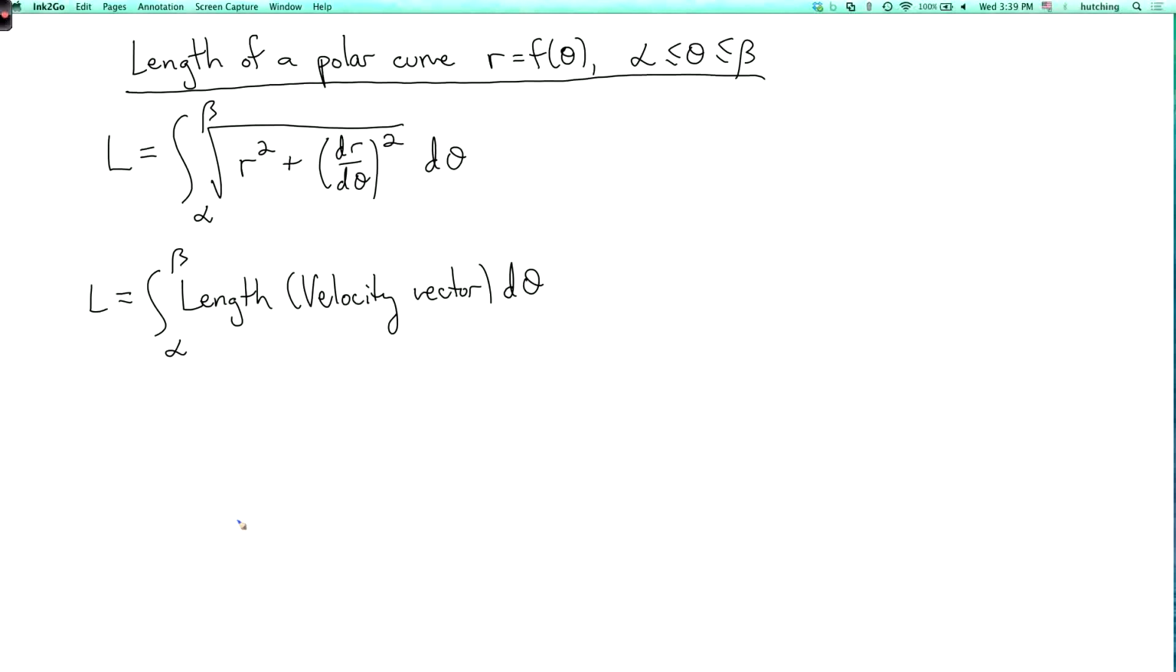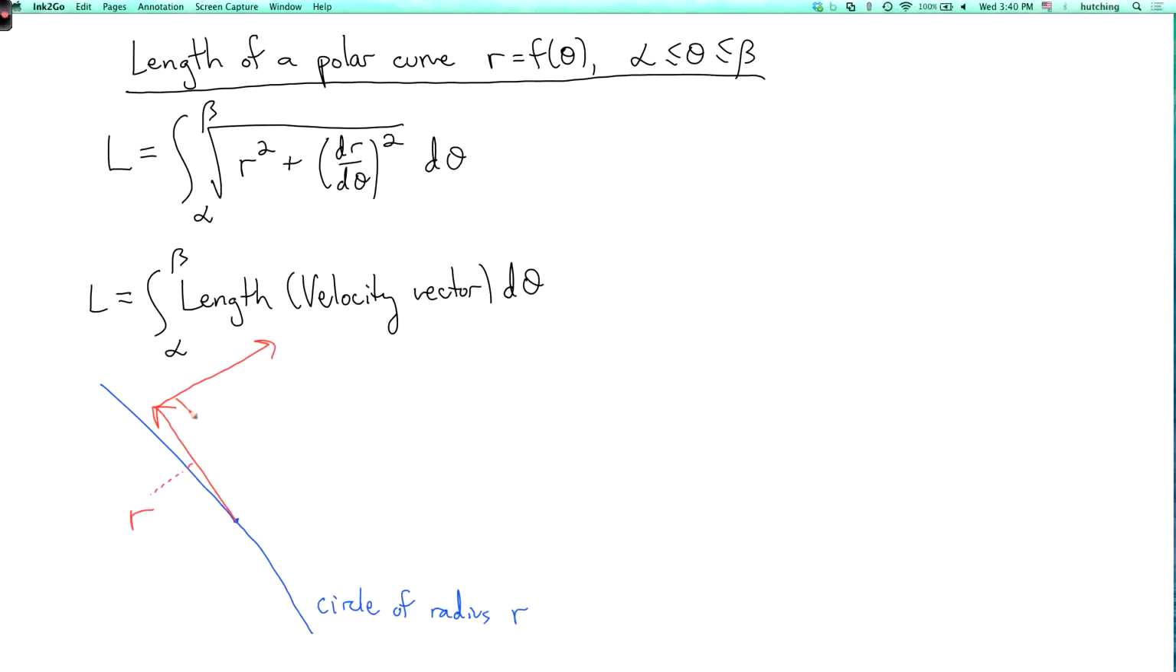Well, suppose we're at some point here, and through this point there's a circle of radius r. And the velocity vector can be decomposed into two components. So first there's a tangential component, which is tangential to the circle of radius r, and this component has length r. Because if you're moving along the circle of radius r, and if theta is increasing at unit speed, then you're moving at speed r.